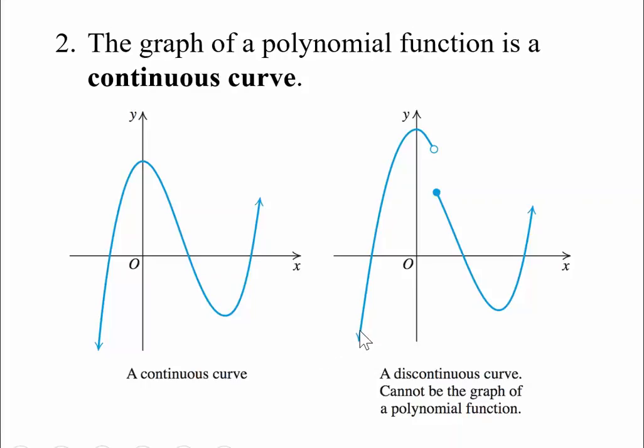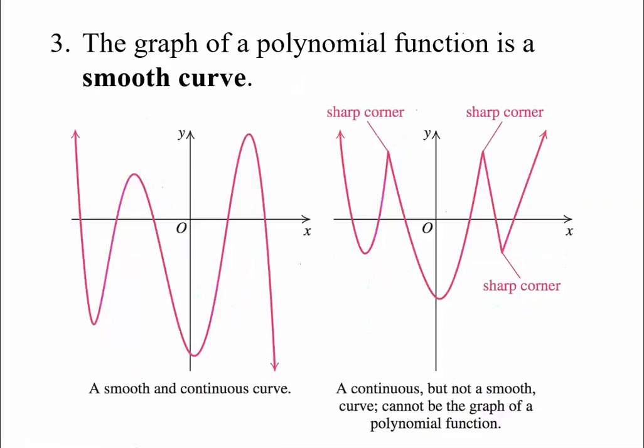And of course, this is called a discontinuous curve because it breaks somewhere. Sometimes it breaks. That is not considered a polynomial function. This is a continuous curve, again considered a polynomial function. Also, a polynomial function is a smooth curve. Not only is it continuous, but we say it's a smooth curve. As you draw it out, first of all, it doesn't have any sharp corners anywhere.